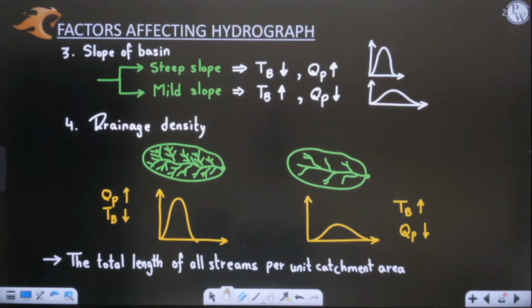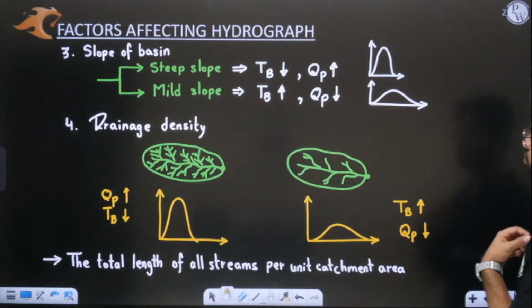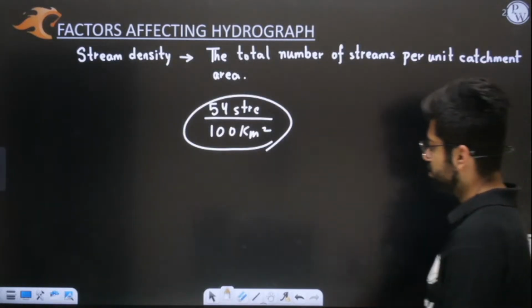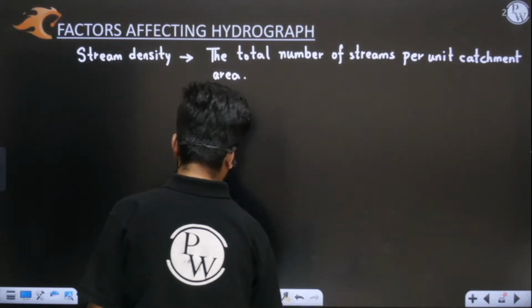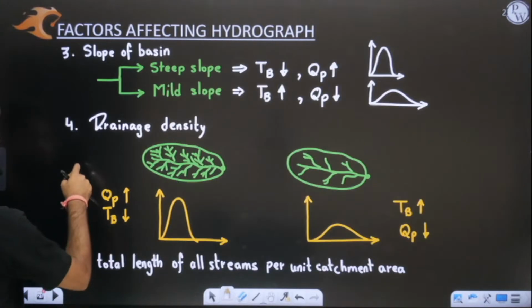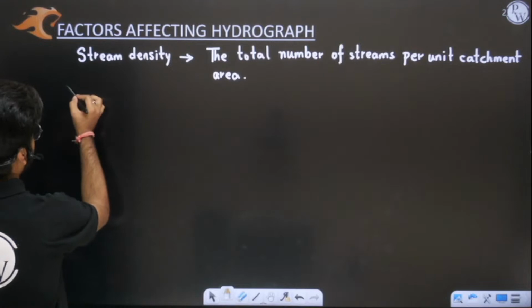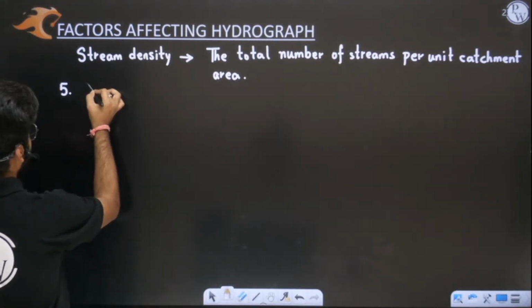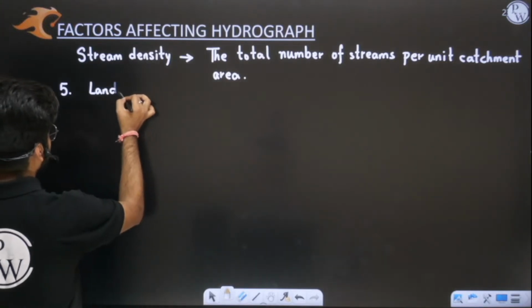I hope you have written all these things. See, the drainage density definition has been asked in the GATE examination once, so drainage density you should remember. Then we have stream density. I've written both the definitions so that you don't forget. Now the last factor, this was your 4th one, now the 5th one, the last one, which is land use and cover.